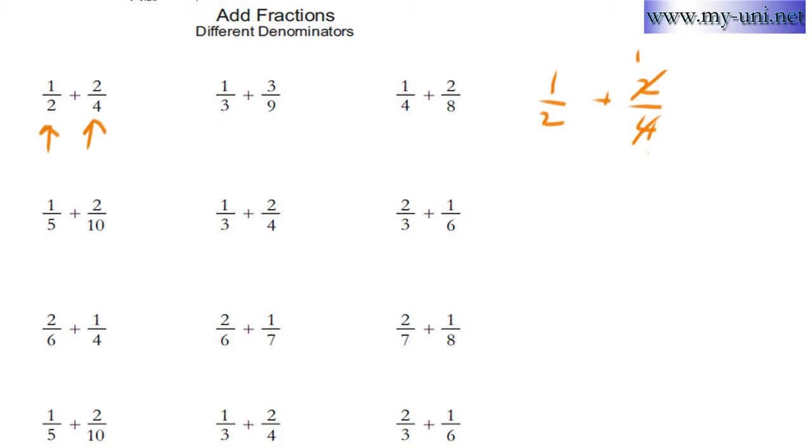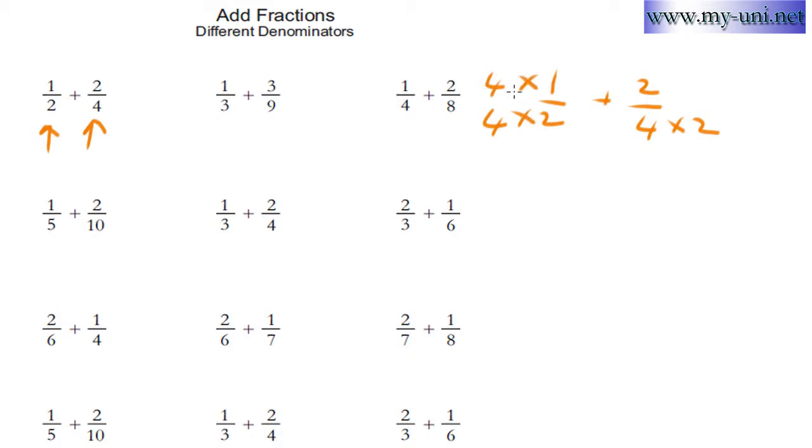But I just want to show you a more frequently used method, which requires that you multiply this number by this number and this number by this number, and that will make the denominators the same. So we have to multiply 2 by 4 and 4 by 2. Before we go any further, we have to make sure that whatever we do to the denominator, we do exactly the same to the numerator as well.